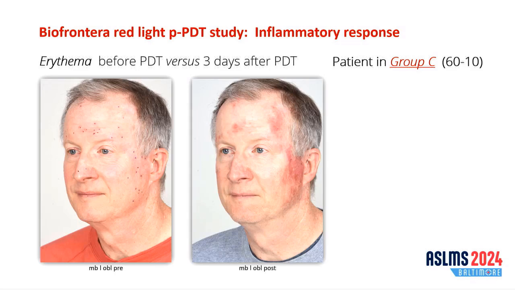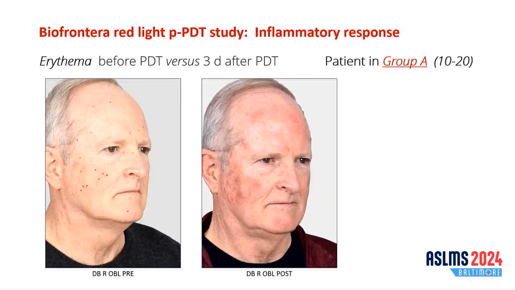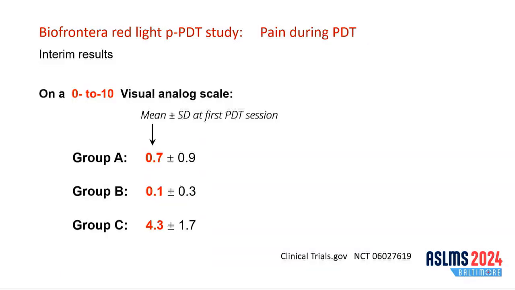So here you can see just the appearance of the patients, the erythema. In the long incubation group C, you get a lot of inflammation 3 days out, as expected. But in group B, you also get limited but targeted inflammation of the lesions. And the interesting thing is that for the short incubation group, you still get inflammation. So this was very interesting and in line with what we'd seen before.